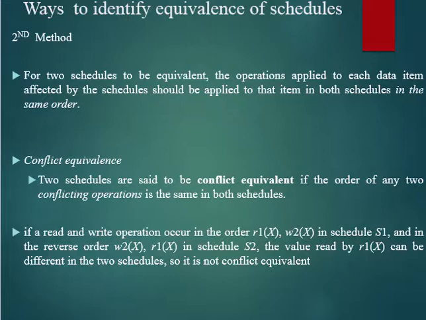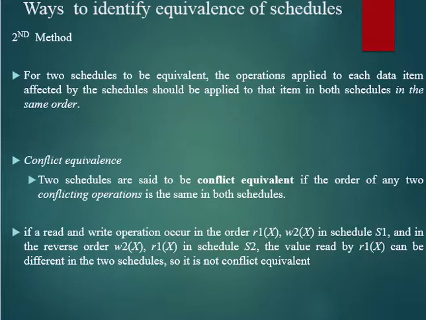And conflict equivalence means if there is a conflict between two operations in a serial schedule, then it should be in the non-serial schedule as well. So the conflict is in the same way in serial as well as non-serial. Then we can say that non-serial and serial are equivalent. So they are producing the same result, or we can say you can run that schedule.